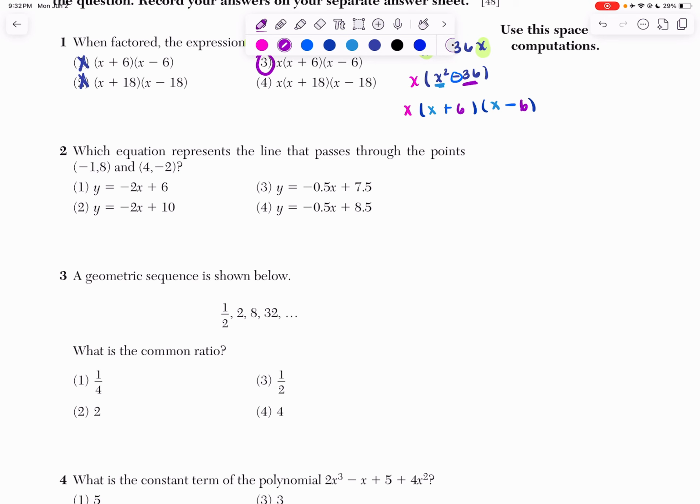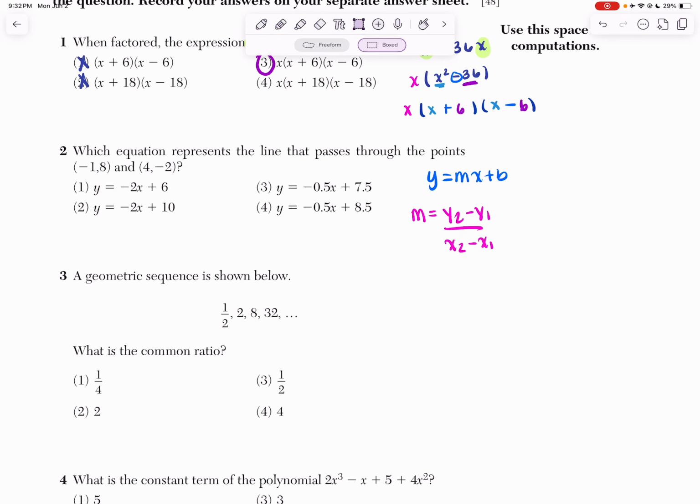Question number 2, which equation represents the line that passes through the points (-1, 8) and (4, -2)? If we look at our answer choices, we can see that all the equations are written in the form y equals mx plus b, which means that this has to be a linear function. Now, if you remember, linear functions have slope, and our slope formula is y2 minus y1 over x2 minus x1.